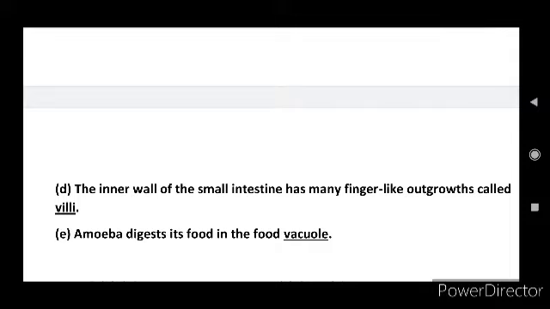And the next question, amoeba digests its food in the food dash. Amoeba digests its food in the food vacuole. In amoeba, the food becomes trapped in a food vacuole. The digestive juices are secreted into the food vacuole, and then they act on food and break it down into simpler substances. Gradually the digested food is absorbed in amoeba.